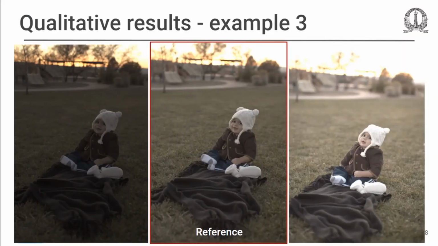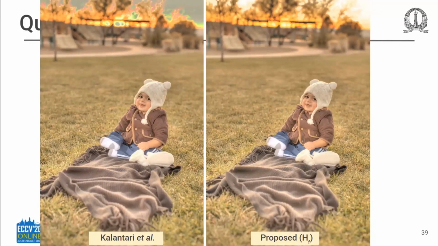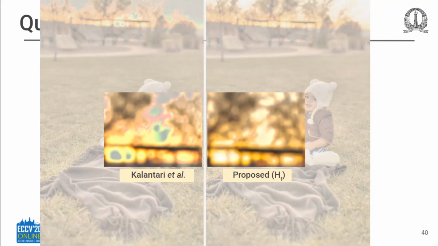This is another sequence from the Sen et al. dataset with camera and object motion. These are the results by the proposed method and the Kalantari et al. method. The results by the Kalantari et al. method have hallucinated new details in the cloud region, whereas the proposed method is void of any such artifacts.